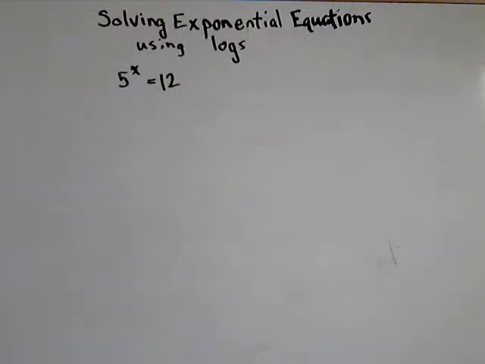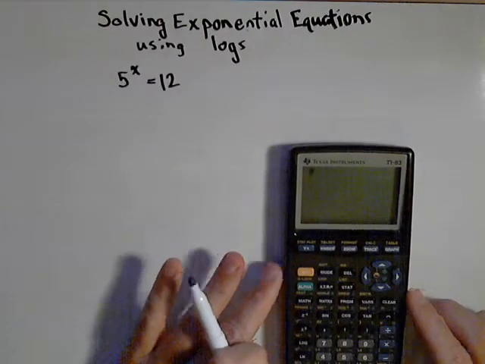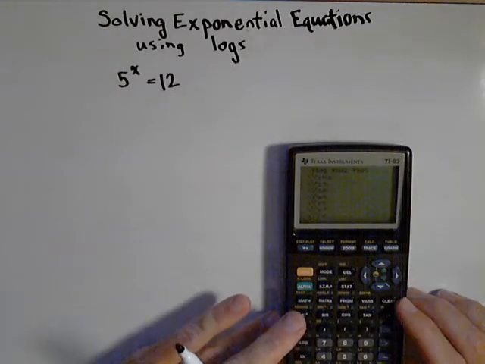In this video we're going to discuss solving exponential equations using logarithms and also talk about how we can check our answer. Now this first one, 5 to the x equals 12, is a basic example of an exponential equation. And just to show you how we could do it real quick with a graphing calculator, then we'll talk about how we can use that to check.